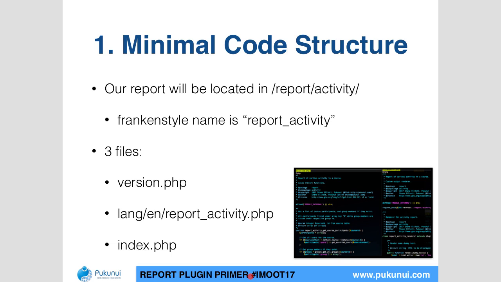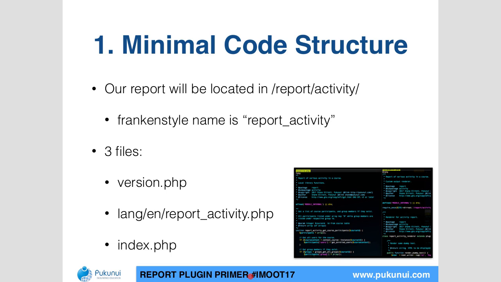So, minimal code structure. For stage 1, let's just talk about the very minimum I need to get this working correctly in Moodle. I decided there are 3 files. Oh, sorry, I should talk about where our report will be located. In the Moodle code base, it's going to be stored in the report subdirectory. I've created a report called activity because it's a participant activity. It may not be the best name in hindsight. That's where the code will be stored in that directory. The Frankenstyle name is report_activity.